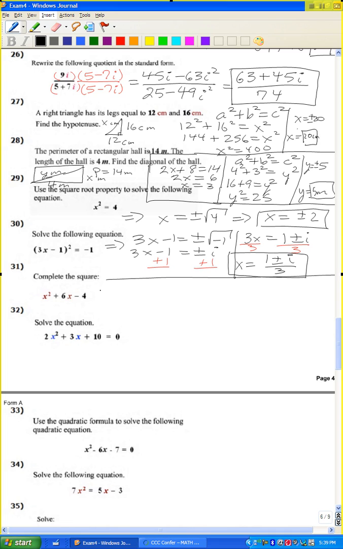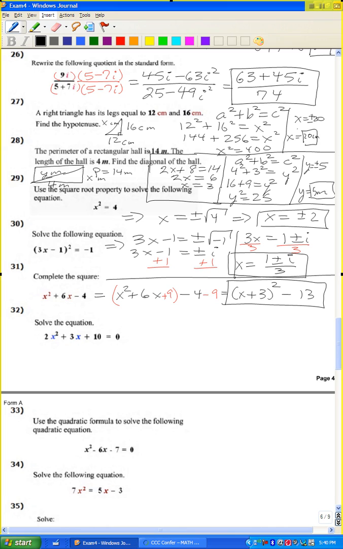Complete the square. This is the same as x squared plus 6x minus 4. Since there's a 1 in front of the x squared, 6 divided by 2 is 3. 3 squared is 9. So let me add and subtract 9. By the special product formula, this is just x plus 3 quantity squared minus 13. And that is your answer. So there you have completed the square.